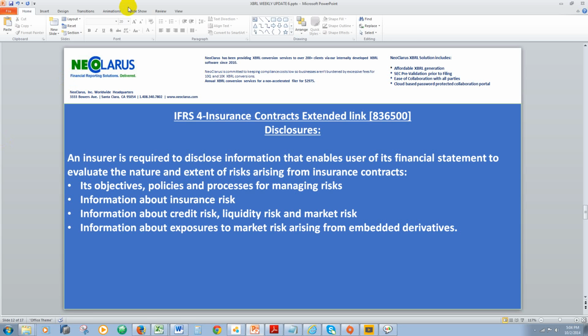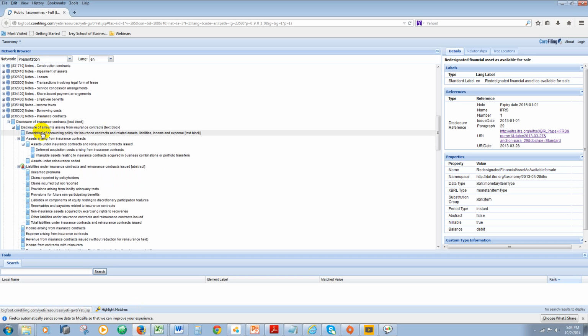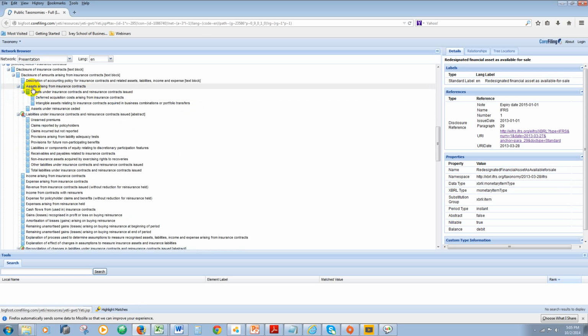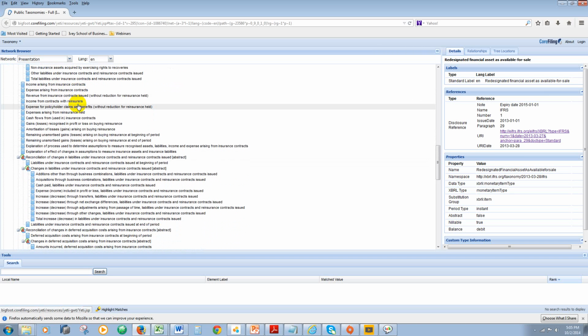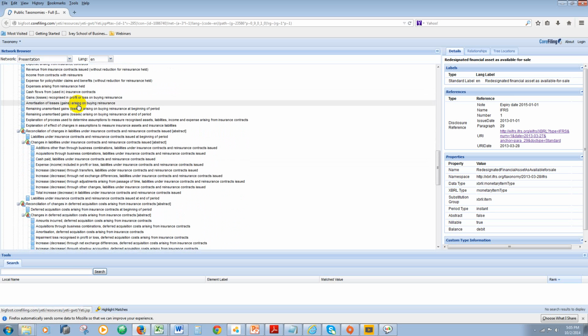So let us now have a look at the IFRS taxonomy, and we are looking at 836500 notes, which deals with insurance contracts. So we are looking at description of accounting policies for insurance contracts and related assets, liabilities, income and expense text block. We see assets arising from insurance contracts. Then we see total liabilities under insurance contracts and reinsurance contracts issued, income arising from insurance contracts, expense arising from insurance contracts.